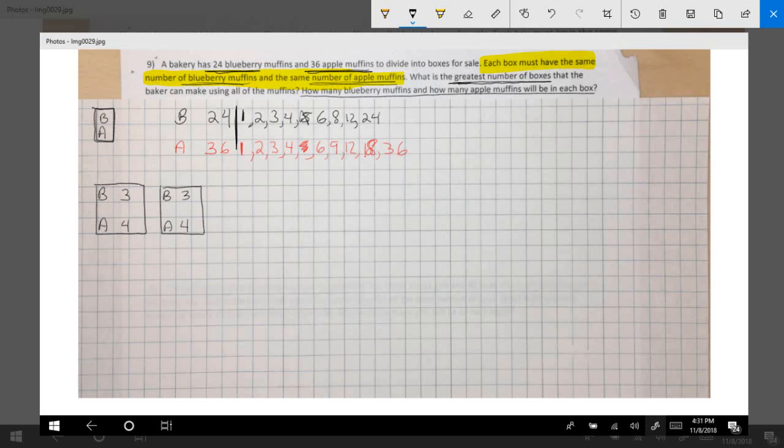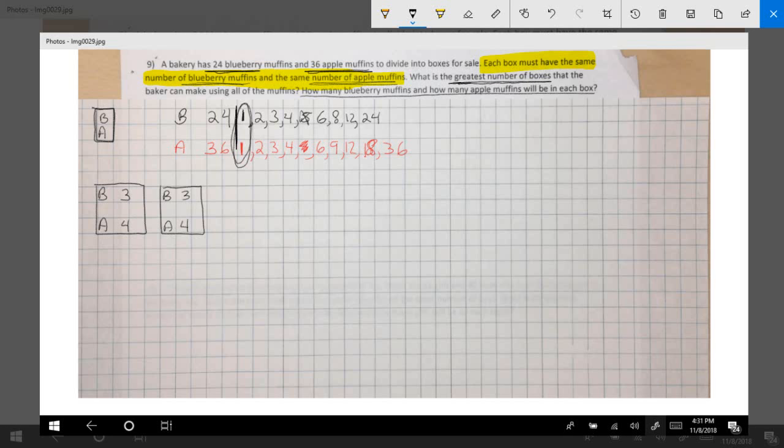It means there needs to be the same number of blueberry in each box and the same number of apple individually. So now that means that we have to find a number that we can divide the number of muffins by. So let's see. We could make one box, right? So let's look at these.